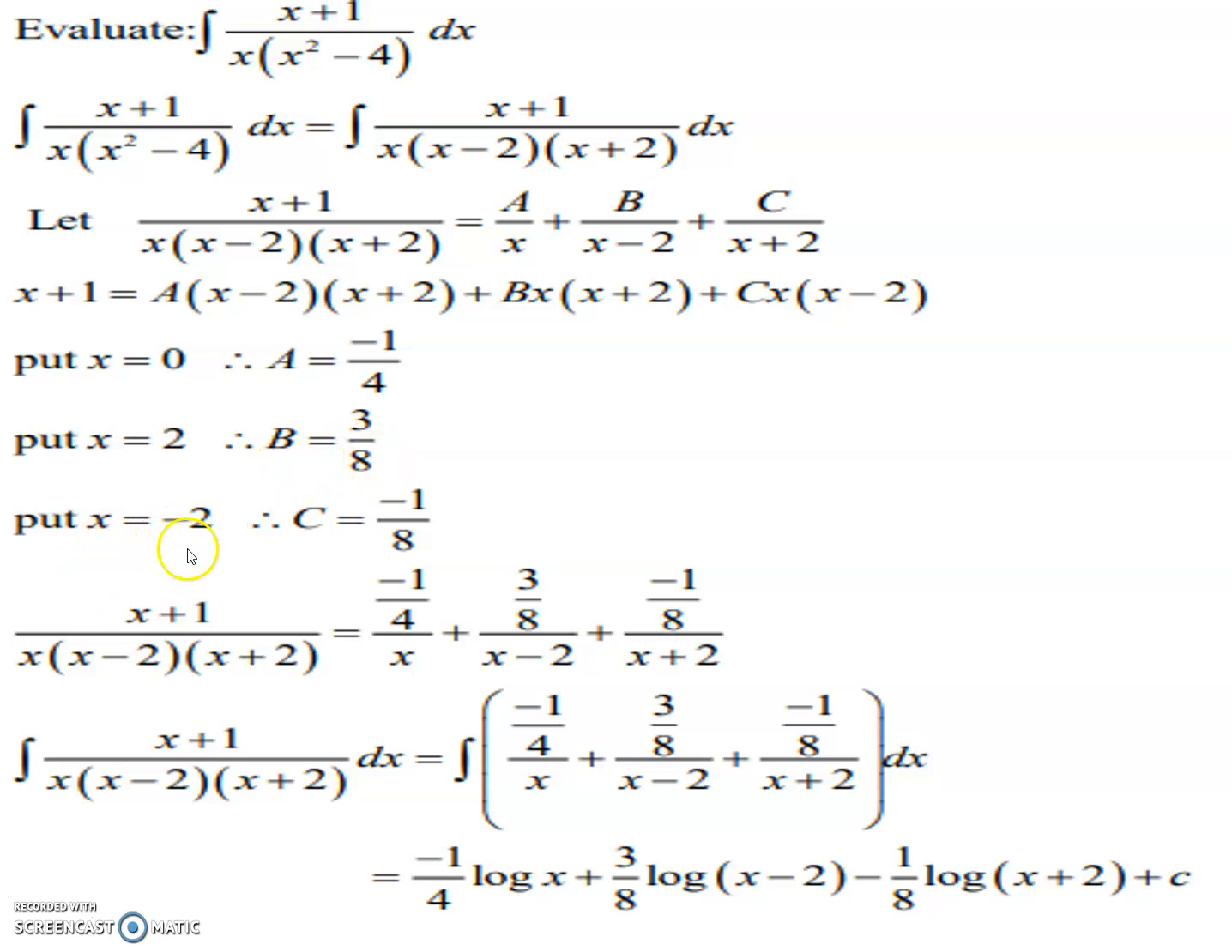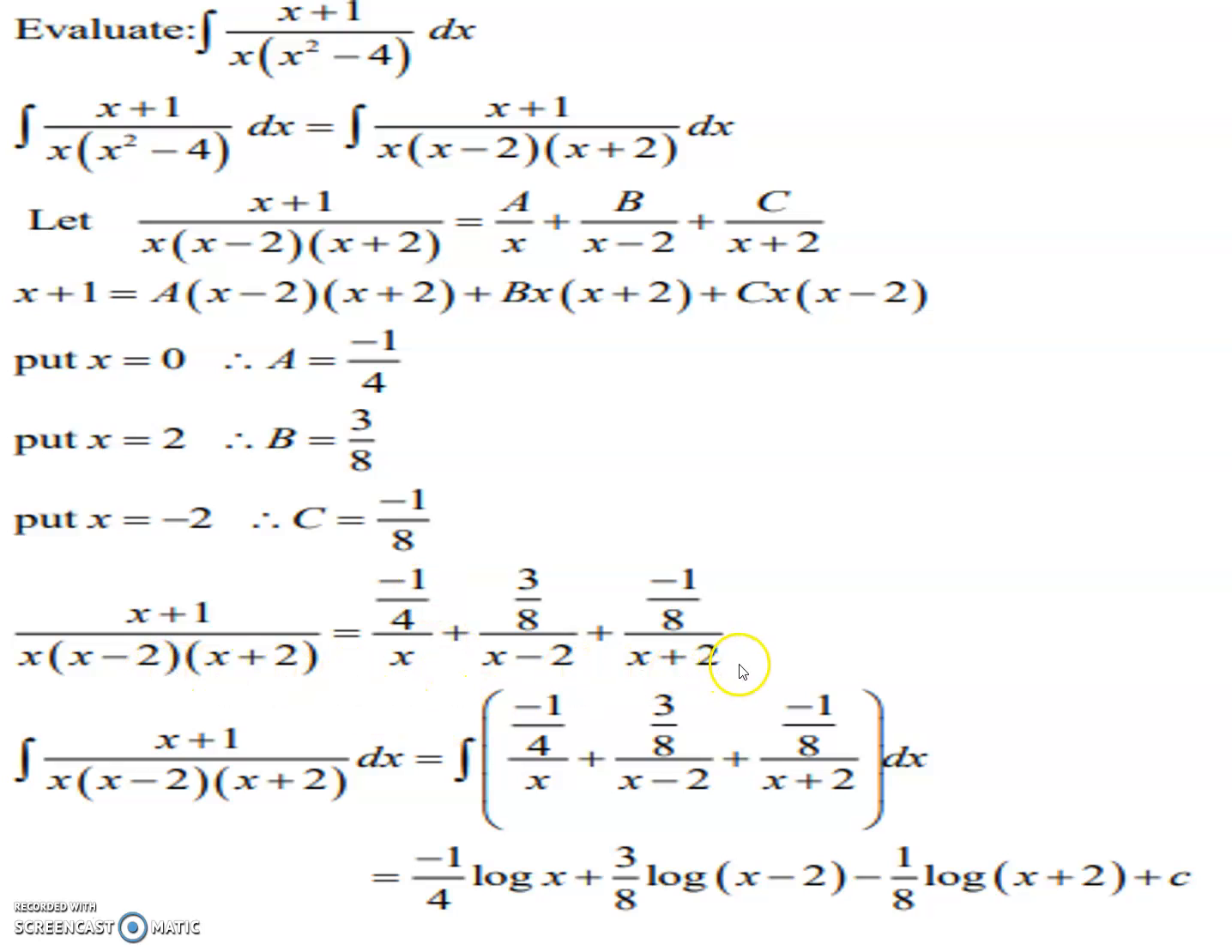Now x = -2 we have to put. That's why here we have to derive the value of C. How? Yes, -2 + 2 is 0, that's why A is 0. Again -2 + 2 is 0, that's why B is 0. So we derive (-2)(-2 - 2) = (-2)(-4) = 8. And here -2 + 1 is -1. So -1/8 is the final answer.